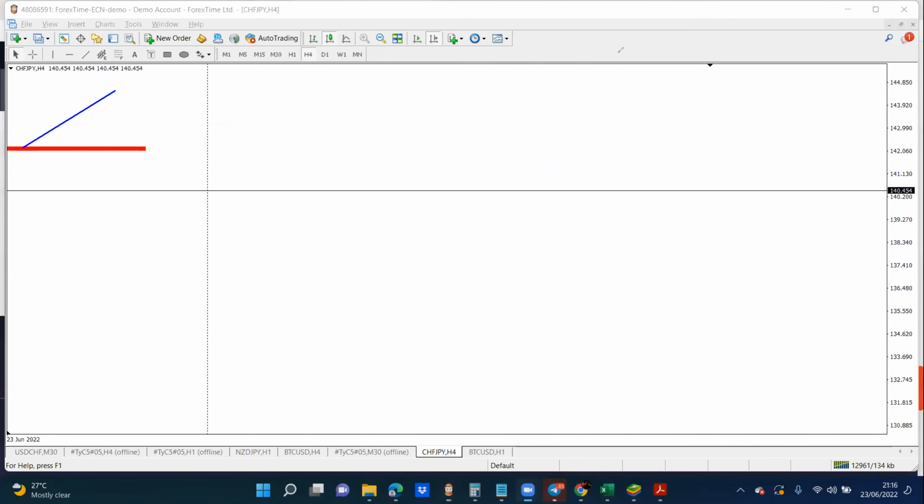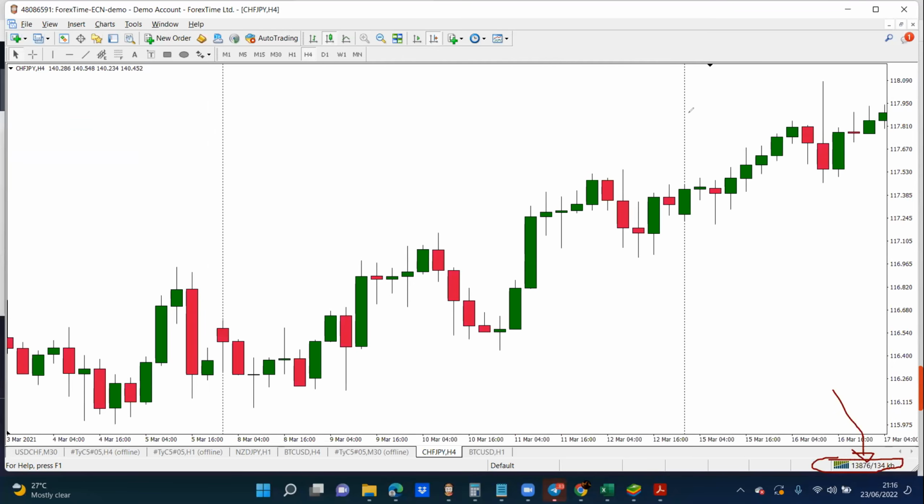And by feed, I mean here, incoming mail. You should get feeds here. These numbers should be moving, in kilobytes. That way you are getting feeds from your broker. You're now connected to your broker.